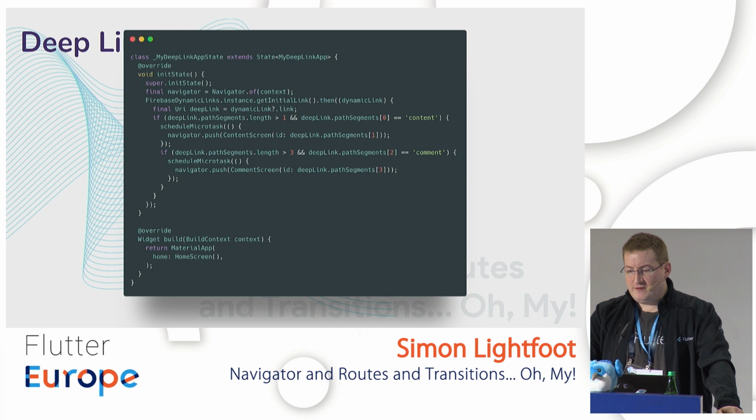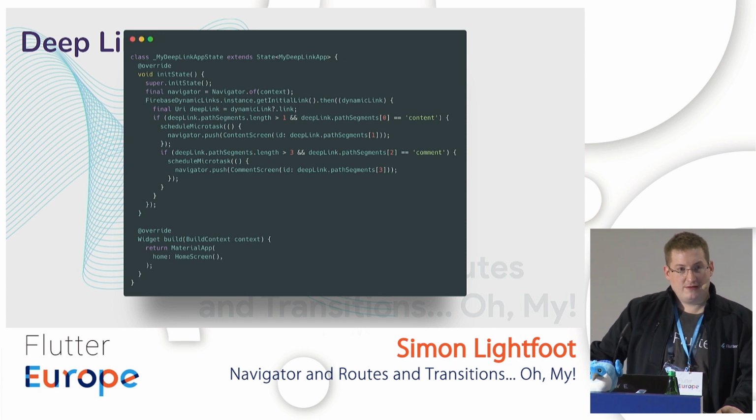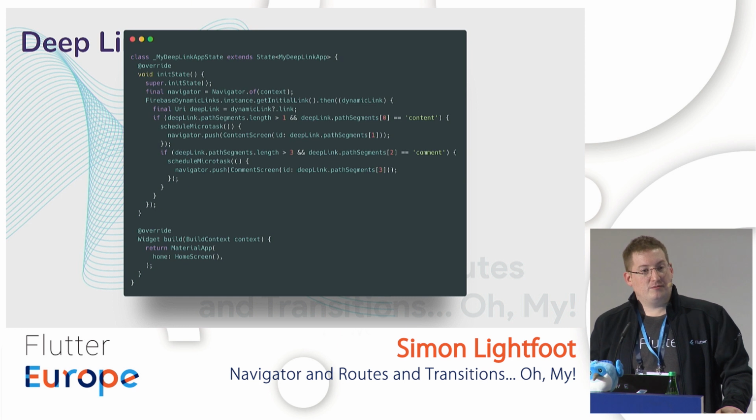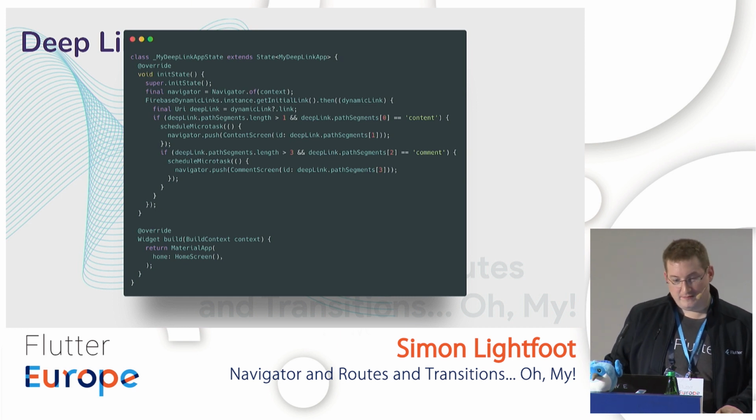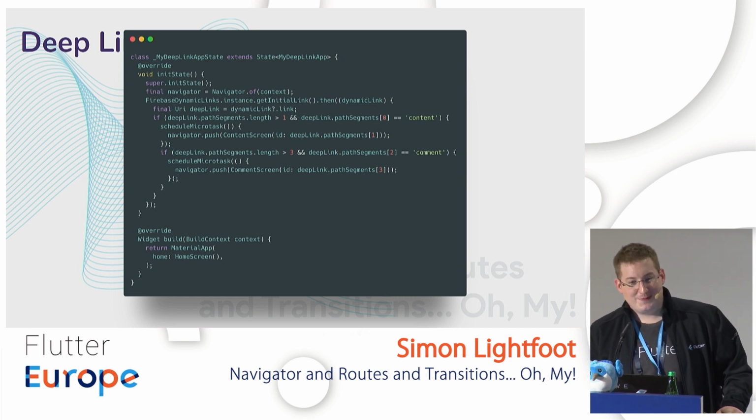It's very similar if you've ever tried to show a dialog during an init state. You don't want to do that because, again, you're trying to essentially modify the route tree during build. So again, schedule microtask or on post frame callback will sort those kind of things out. So yeah, do it right.